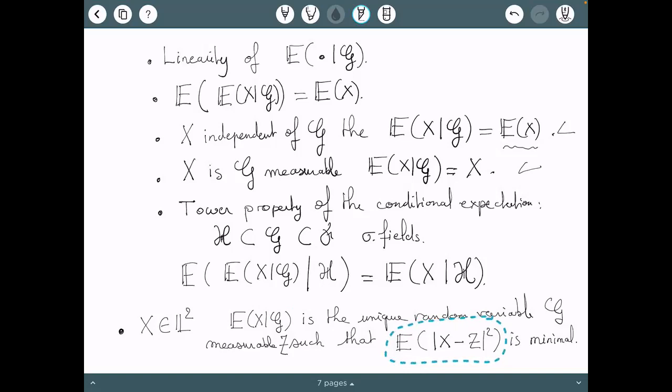But this interpretation works well if X is in L2. If X is only in L1, then this a priori doesn't make sense, so you cannot use this interpretation. But it is a way to interpret it.